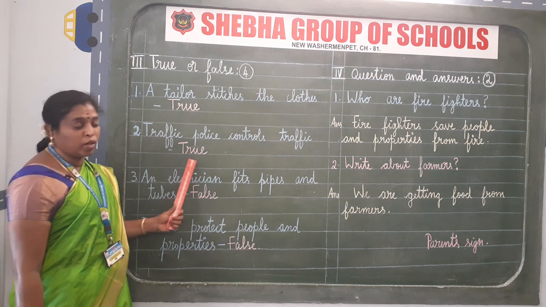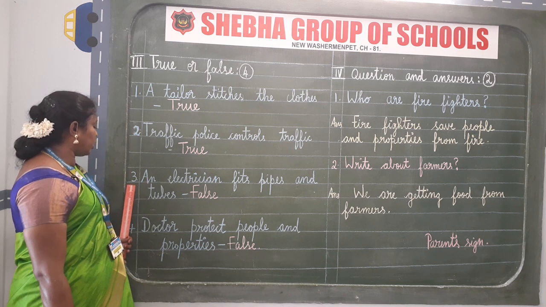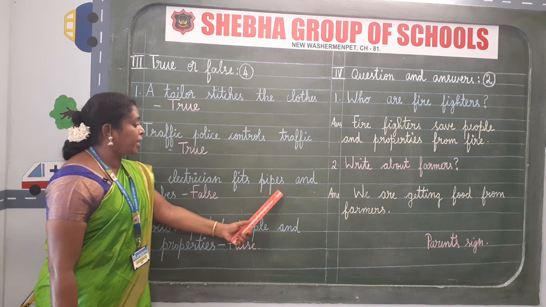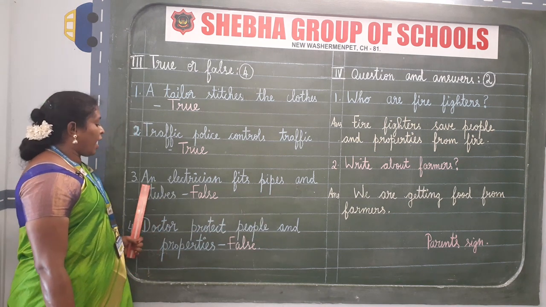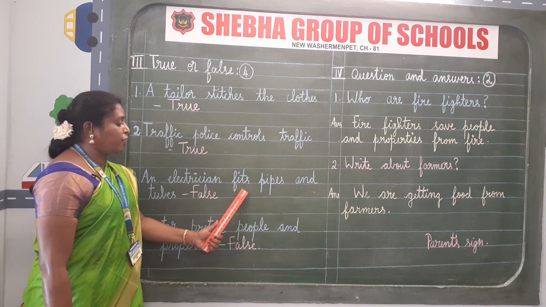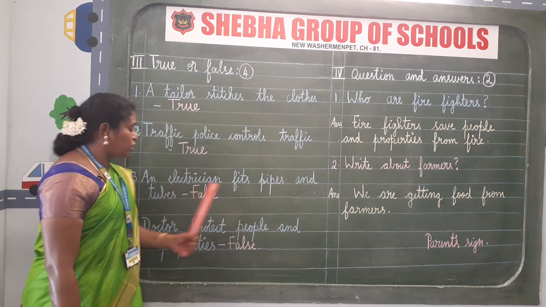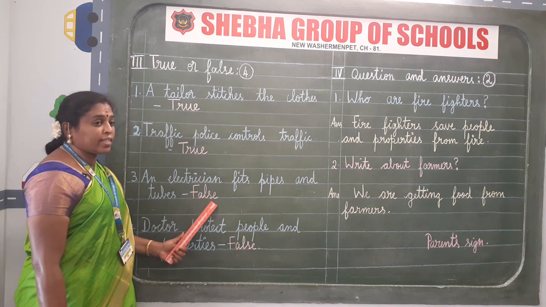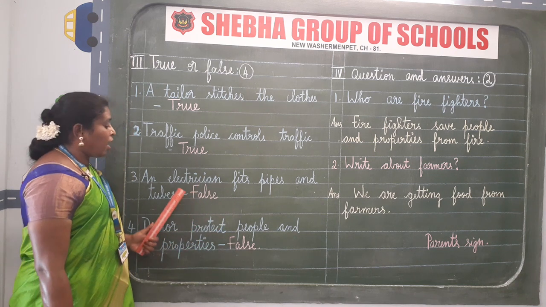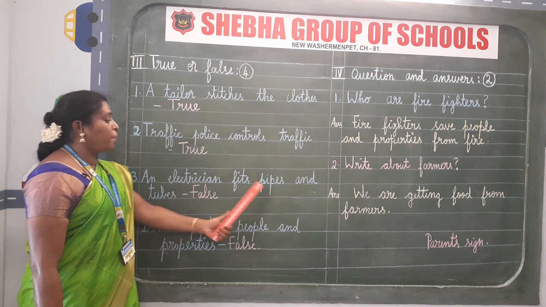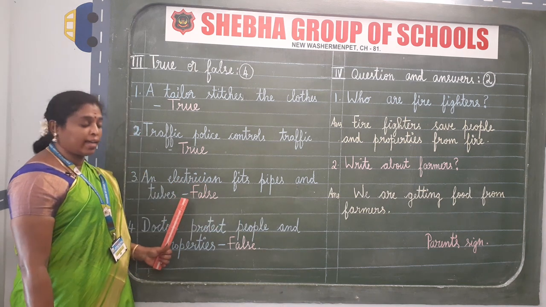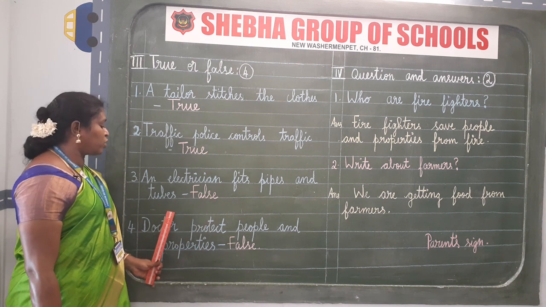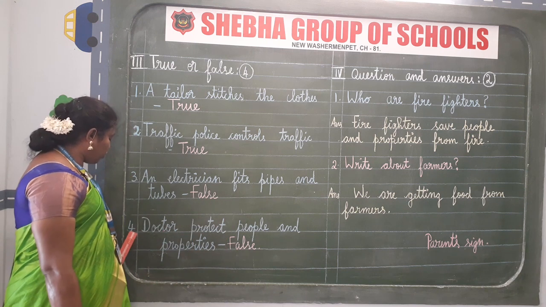Again, you have to leave one line and start writing the third one. Number 3. An electrician fits pipes and tubes. The answer is false. F-A-L-S-E, false. Because a plumber only fits pipes and tubes. So the answer is false. Then you have to leave one line and write the fourth one.